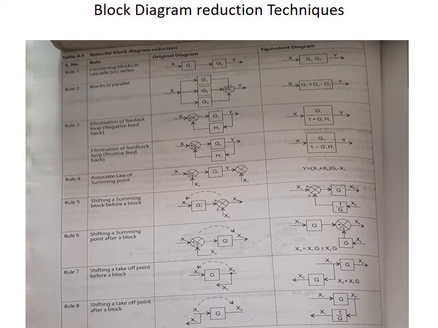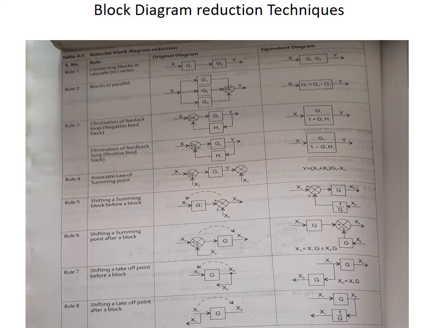Rule 5 is shifting a summing point before the block. Here you have to shift the summing point before G1. In the actual system the summing point is after the block, and now you want to move it before the block. Wherever you move a summing point, the output x2 should not change, so first find out what x2 is in the present condition.